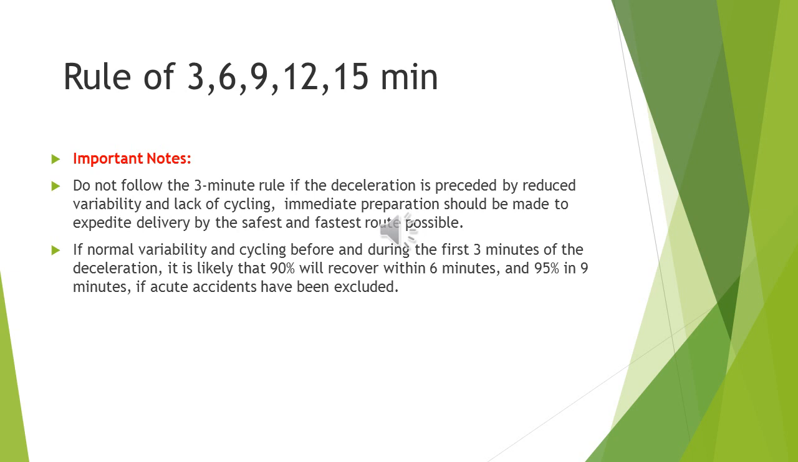Please don't follow the 3-minute rule if the bradycardia is preceded by reduced variability and lack of cycling. So if the CTG is obviously abnormal and then starts having a bradycardia, you need to think about urgent delivery. Don't wait. This rule of 3, 6, 9, 12, 15 minutes only applies in case of an acute bradycardia for 3 minutes, but the CTG before that is completely normal.